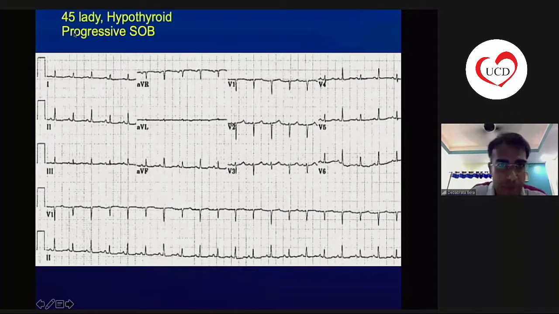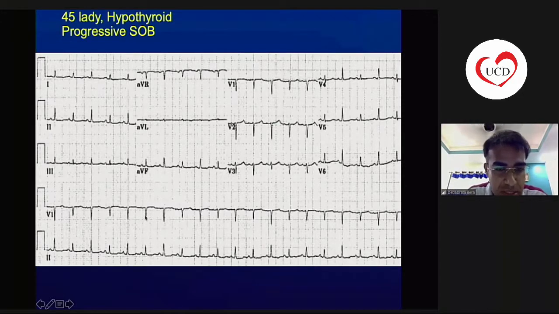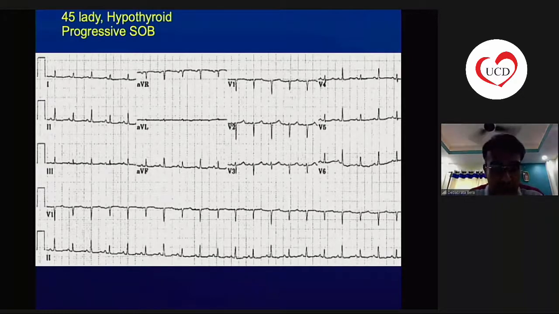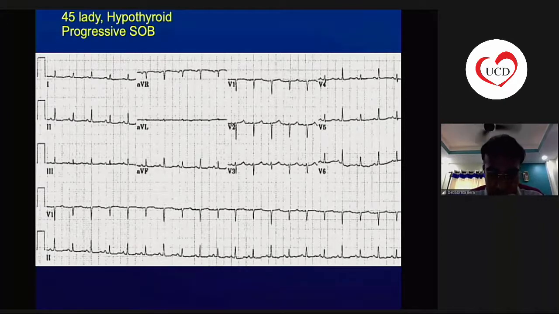Let's say this is a 45-year-old lady who is hypothyroid and has progressive shortness of breath. If you see this ECG very carefully, the QRS amplitude is varying alternately. So the QRS amplitude is reducing and increasing on alternate beats, and it is called electrical alternans. This is one of the very classical signs for significant pericardial effusion or cardiac tamponade. For this patient, it was a large pericardial effusion. There was no evidence of tamponade, and just treating the gross hypothyroidism, with TSH level more than 100, the pericardial effusion resolved.